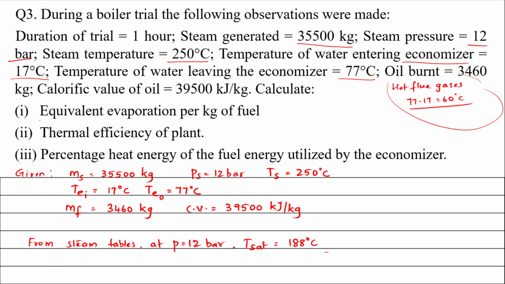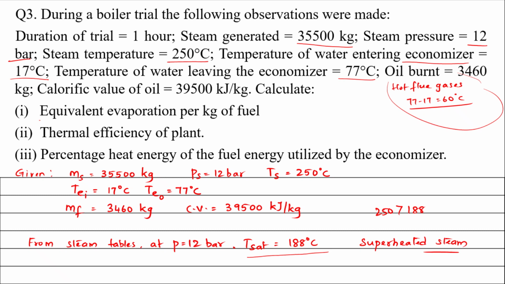Now my saturation temperature for 12 bar is 188 degrees Celsius, and my steam temperature is 250 degrees Celsius. So 250 is obviously greater than 188, as we all know. So what is the condition of the steam here? The condition of the steam here is superheated steam.